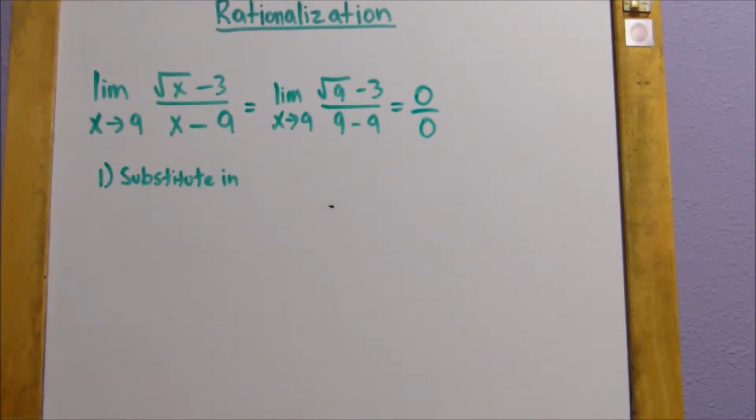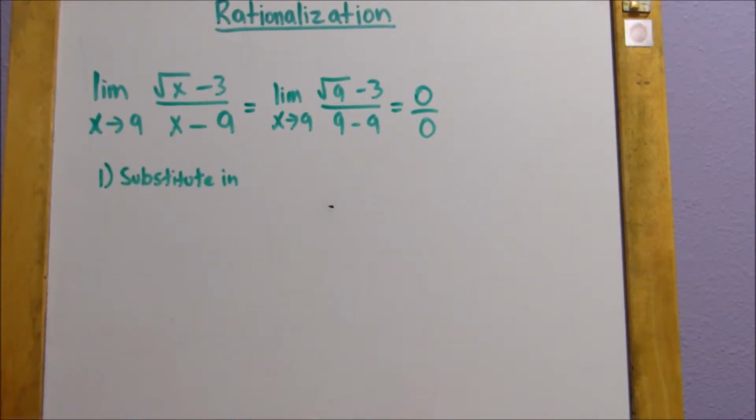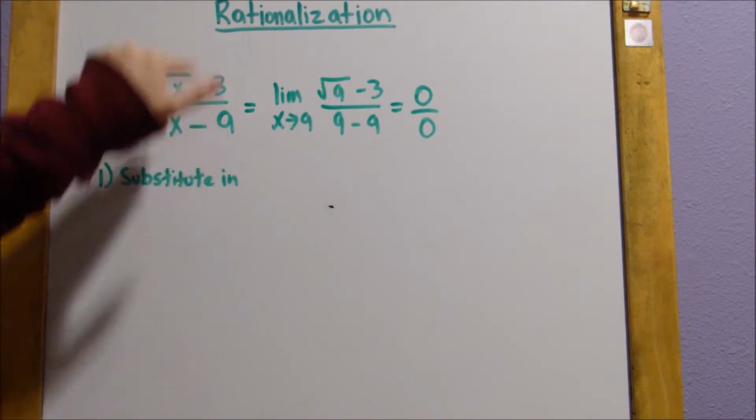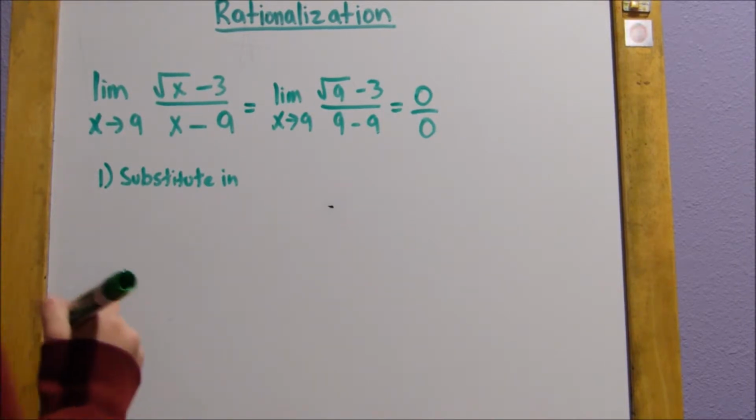And 0 over 0 is an indefinite form. That means it doesn't exist. You can't have 0 over 0. So whenever you substitute in and you end up with an indefinite term like 0 over 0 or infinity over infinity, you know that you can do something else to this original expression so that you won't end up with 0 over 0. That's a very key term to remember.